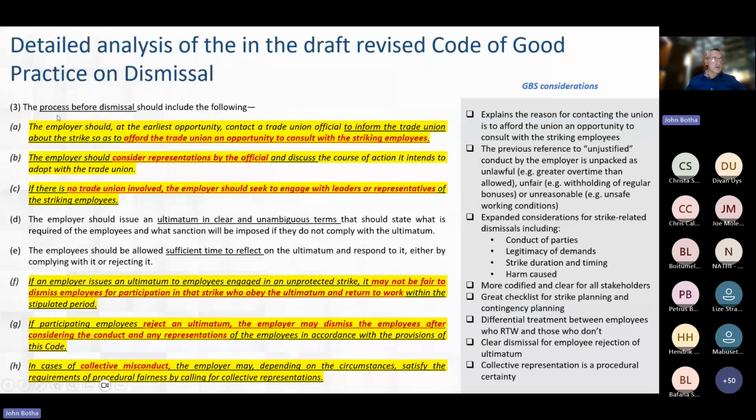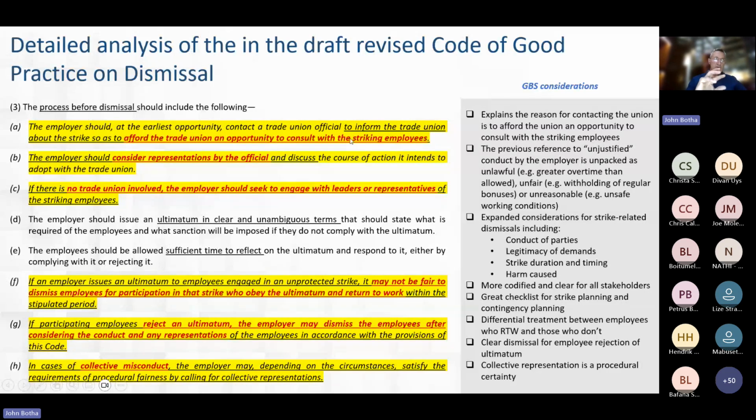Still on the issue of unprotected industrial action, it now turns its attention to the procedural requirements. And this is a wonderful exposition, colleagues, of how to deal procedurally with an unprotected strike. So it says, before you dismiss these unprotected strikers, you should at the earliest opportunity contact a trade union official to inform the trade union about the strike. But look at what they've added in: to afford the trade union an opportunity to consult with the striking employees.